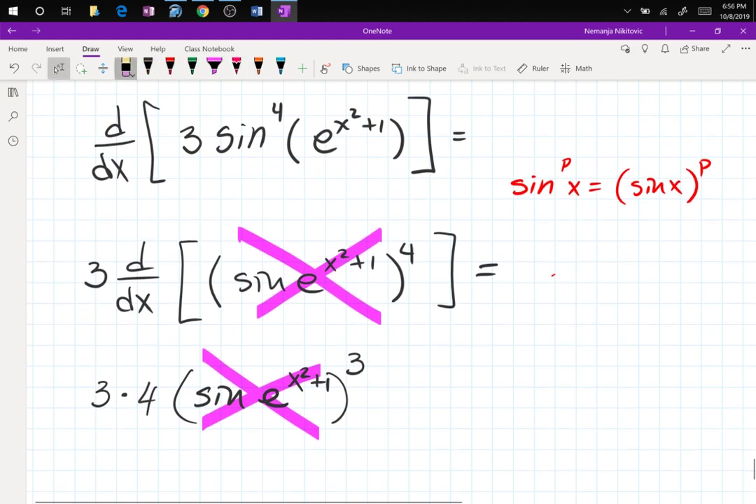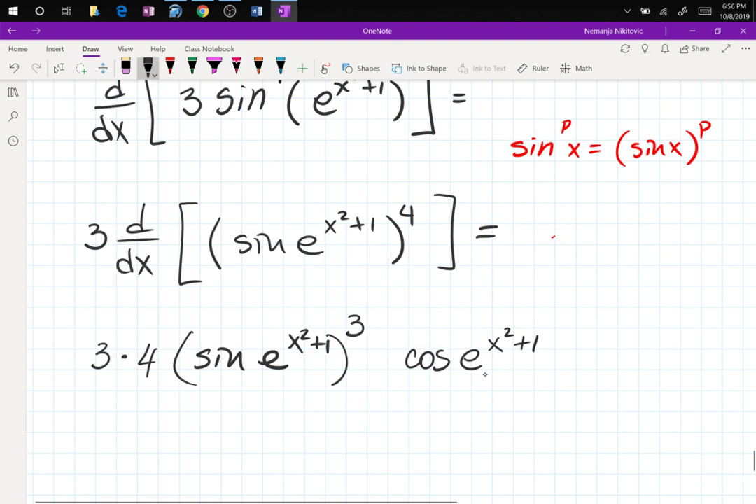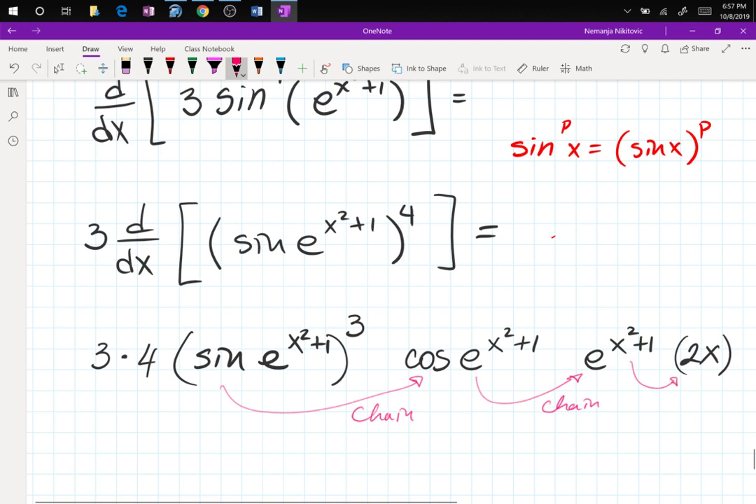Now we dig one step in. And when I dig one step in, the next derivative I have to take is the derivative of sine, which is cosine of x squared plus 1. Then I have to dig one more in, and that's the derivative of e, which is e to the x squared plus 1. And finally, the derivative of the exponent. So we have chain, we have chain, we have chain.